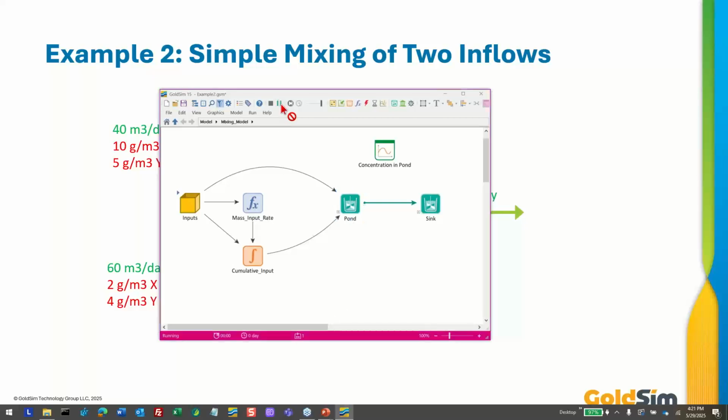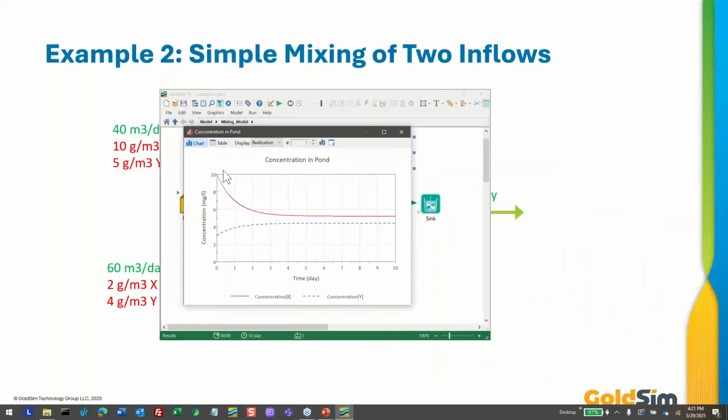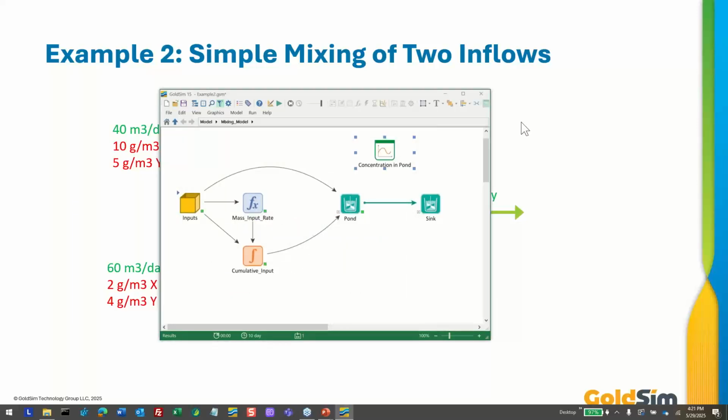So if I run this model, we're going to reach the same steady state, right? We're just going to reach it from different directions now. So this guy started at 10 instead of 0. This guy started at 3, but we ended up reaching the same steady states. So boom, GoldSim did the mixing, brought us to steady state. All right, again, very simple model.